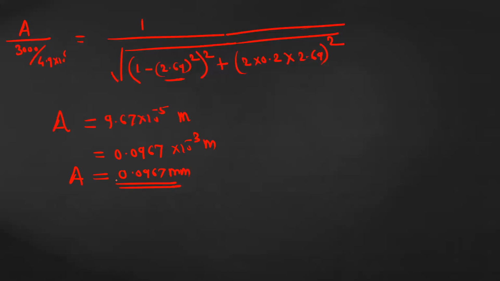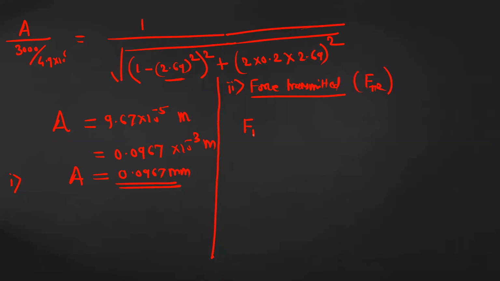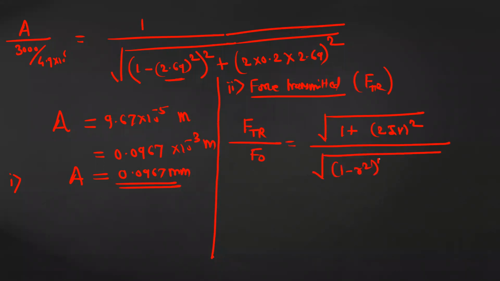Now next, we have to find out the force transmitted. This is the answer for your first question. The second question is regarding the transmissibility. We have to find out the force transmitted to the foundation, the FTR value. For that, we use the transmissibility equation for the force. FTR upon F0 is equal to the square root of 1 plus (2 zeta R) square, over the square root of (1 minus R square) bracket square plus (2 zeta R) bracket square.